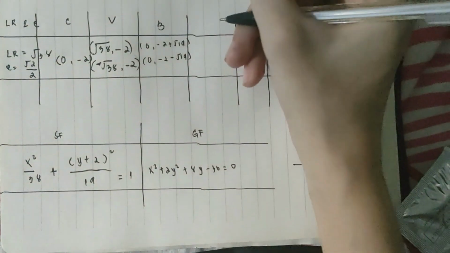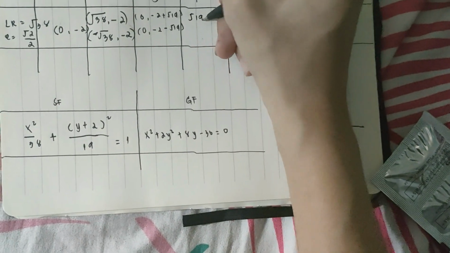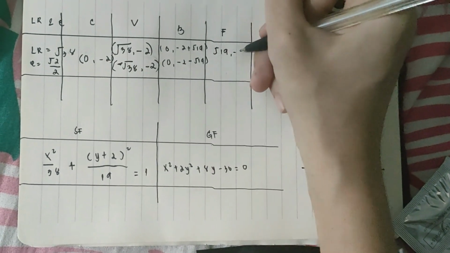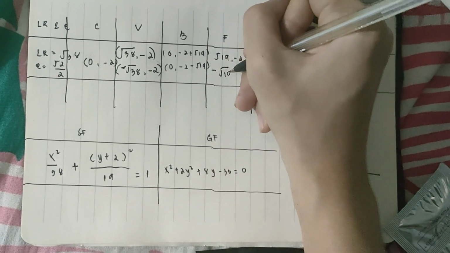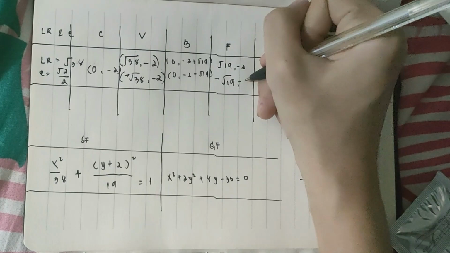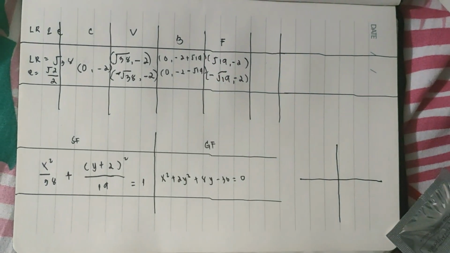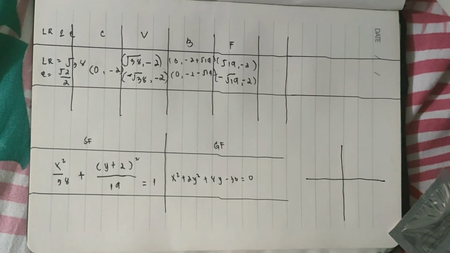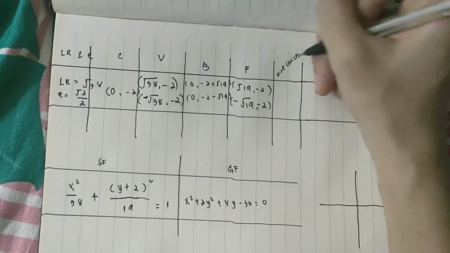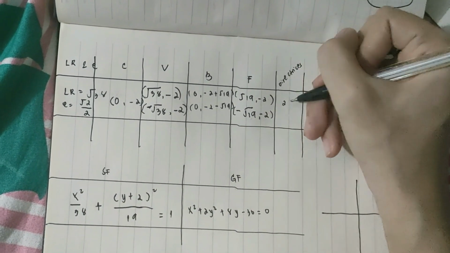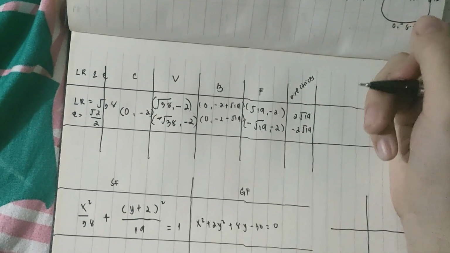Yung focus ay 19, negative 19, negative 2, square root of negative 19, and negative 2. Yung directrices naman niya ay 2 square root of 19 at negative 2 square root of 19.